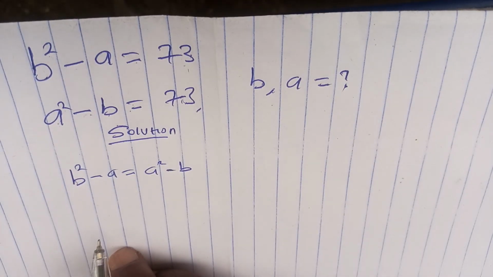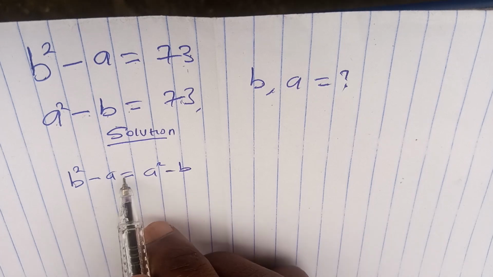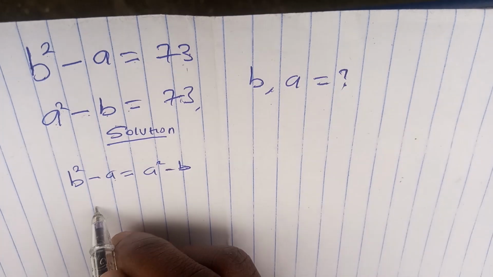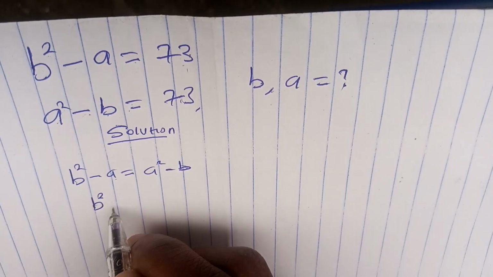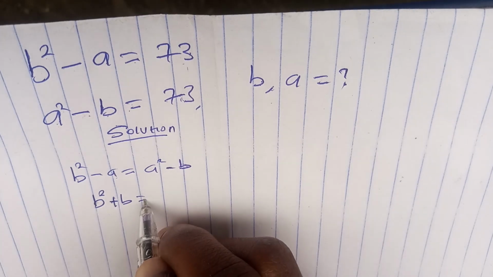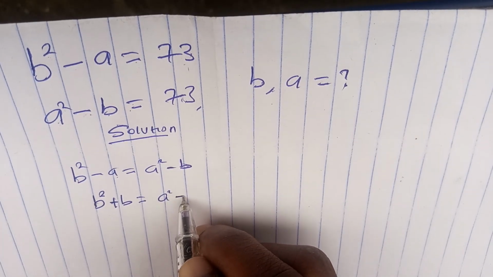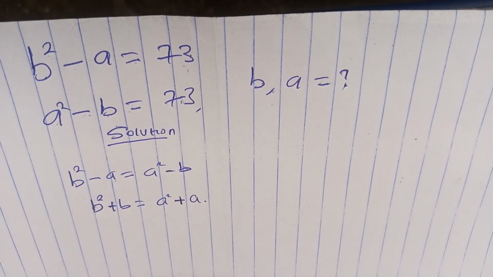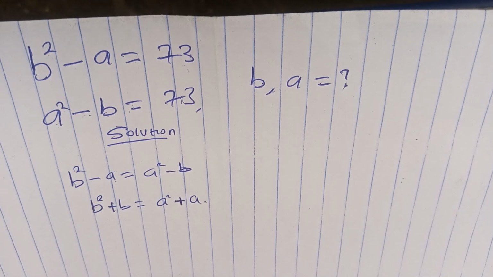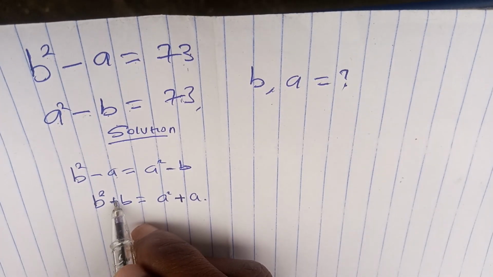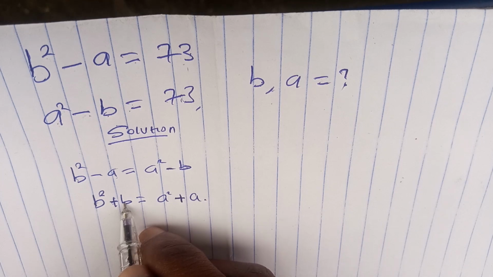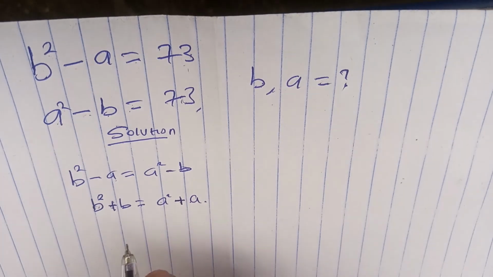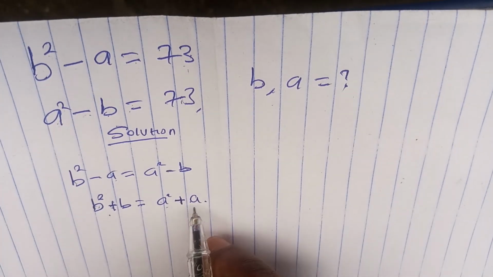So if we have this, we can bring this to the left-hand side and rearrange it, saying b² + b = a² + a. Since we've done this, what are we going to do from here? So b is on one side, then a is on the other side.